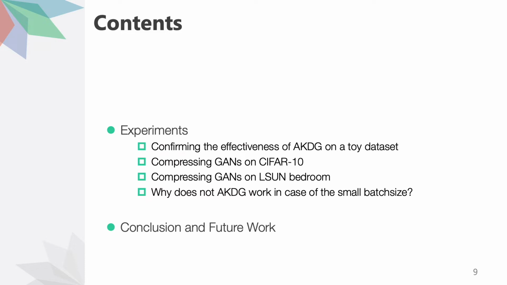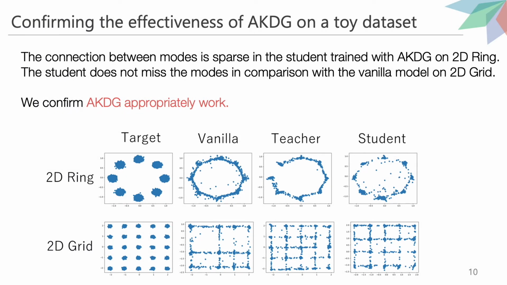Next, we talk about experiments. In experiments, we firstly confirm whether or not AKDG is effective. We conduct comparison experiments on the 2D link and 2D grid datasets. The connection between modes is sparse in the student trained with AKDG on the 2D link dataset. The student does not miss the mode in comparison with the baseline model on the 2D grid dataset. As a result, AKDG appropriately works.